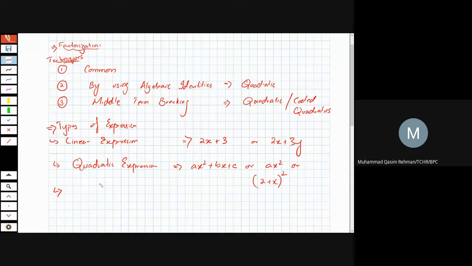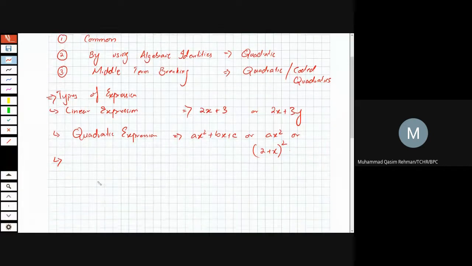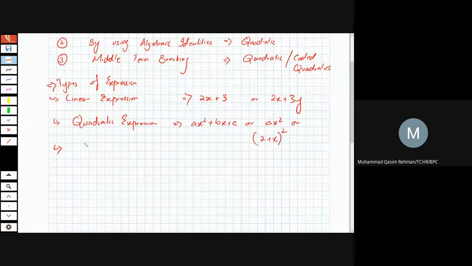Okay, not going to talk about cubic and quartic for now, but there is another thing which is known as exponential expressions. What do we mean by exponential expressions?